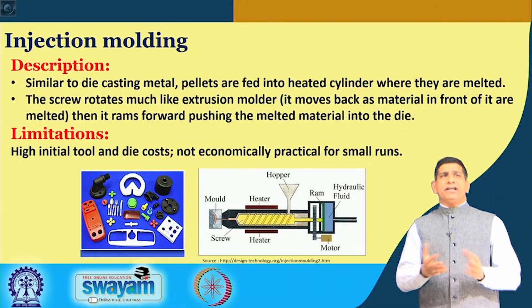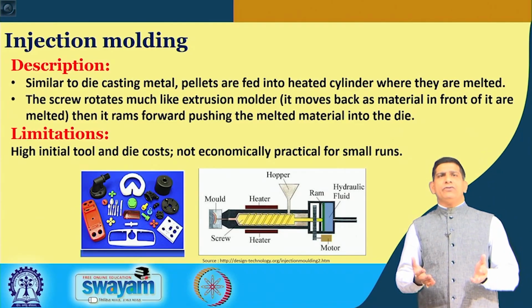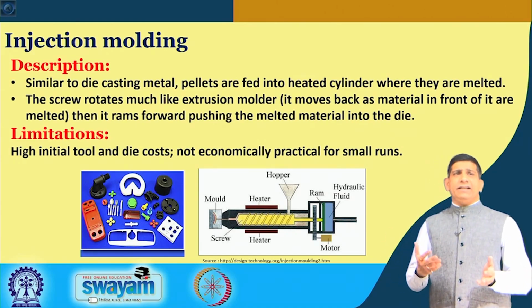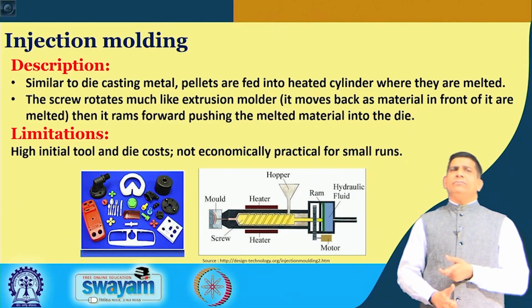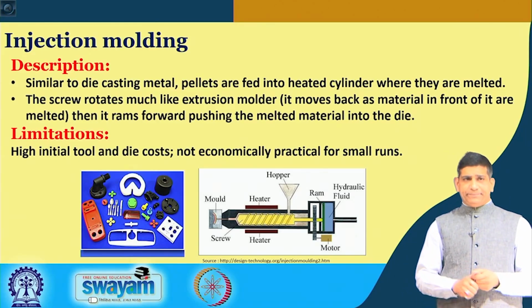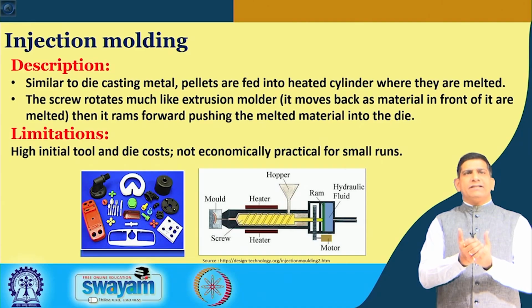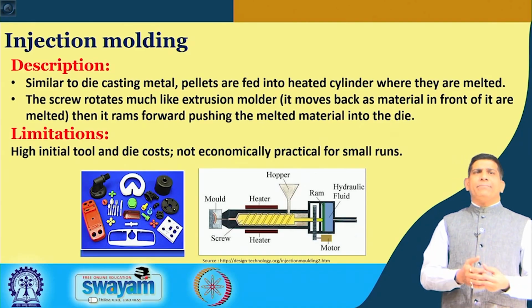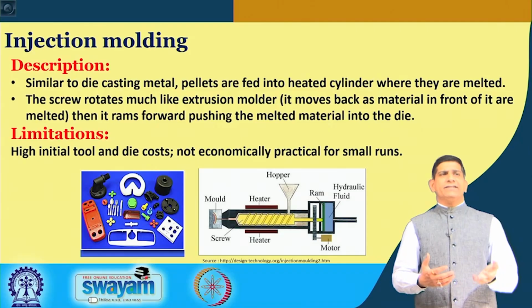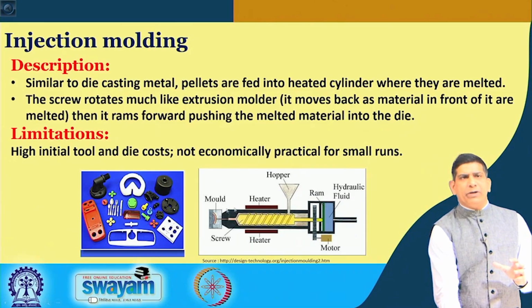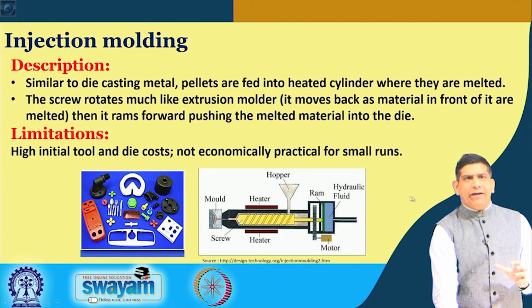Then the other is injection molding, which is very commonly used for many types of production processes. It's similar to die casting of metal. Again, you have lots of shapes, as you can see in that blue picture with all the different shapes. You have plastic pellets, which are melted in a heated cylinder. The screw is rotating here, as you can see in this sketch, and this is the hopper, which loads things in.